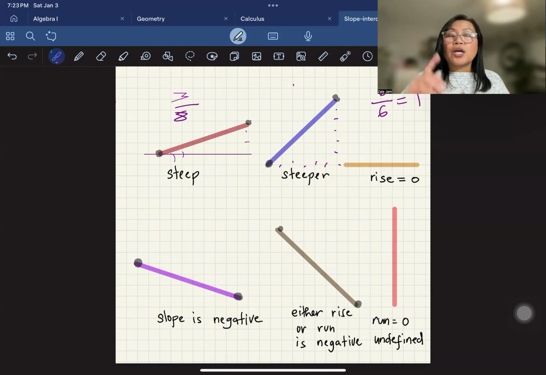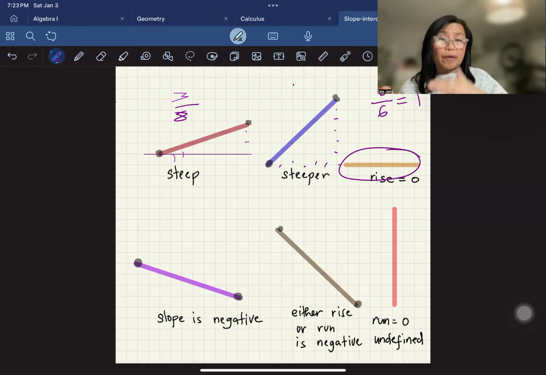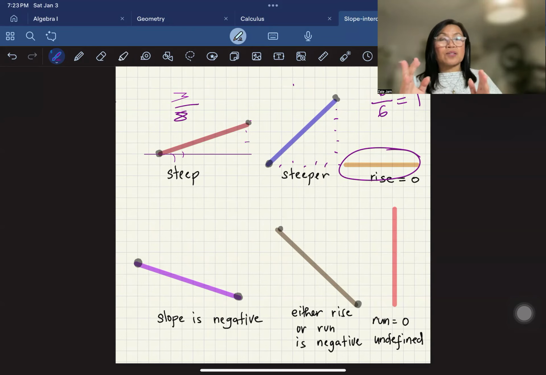But then if we have a line, in this case this one, wherein the rise is equal to 0 because there's no change or there's no moving upward. At any point, the line stays horizontal. This means that your rise is equal to 0. And so this is what we call a horizontal line. So for every horizontal line, or any line that is parallel to the x-axis, the slope would be equal to 0.